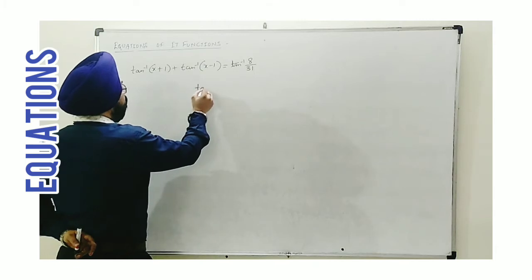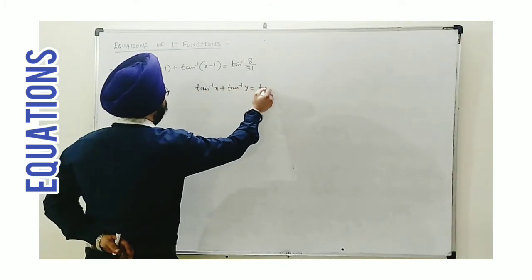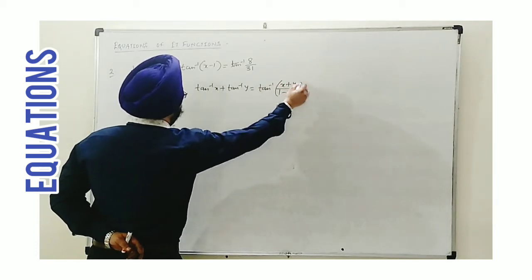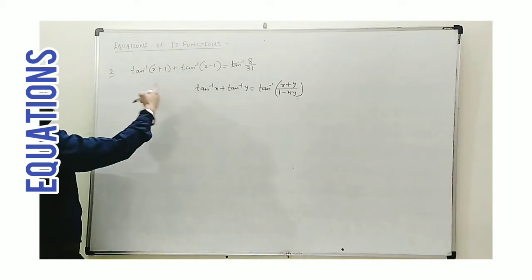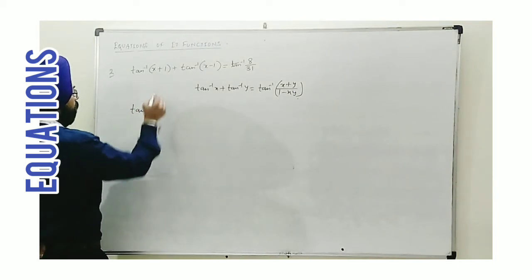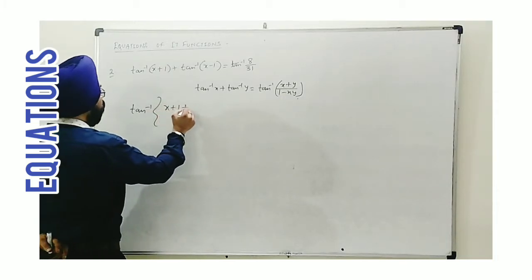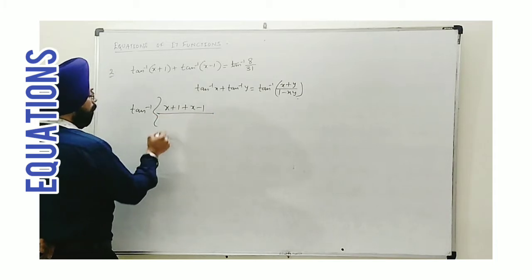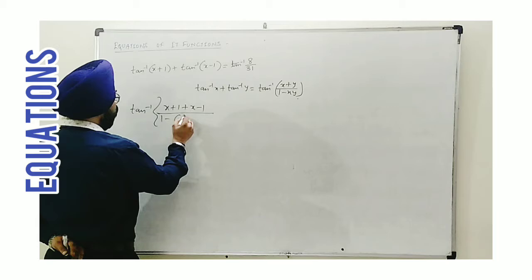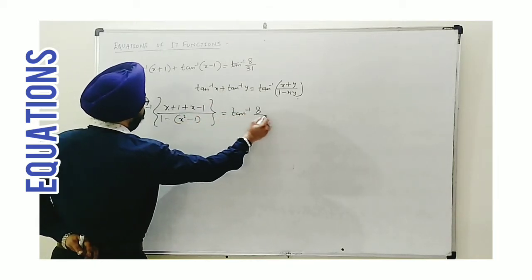Tan inverse x plus tan inverse y. As I see, the addition of two terms of tan inverse will be x plus y upon 1 minus xy. So in place of x and y respectively, these two terms will be taken, and in one tan inverse only, x plus y means x plus 1 plus x minus 1, upon 1 minus the product of x and y means these two. So this will become x square minus 1 product, equal to tan inverse 8 upon 31.